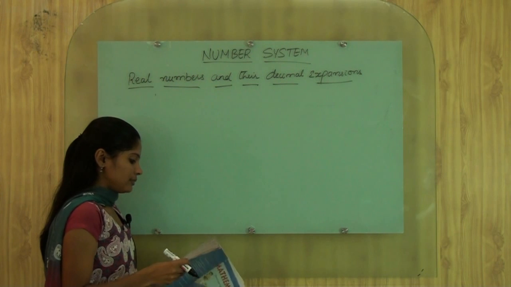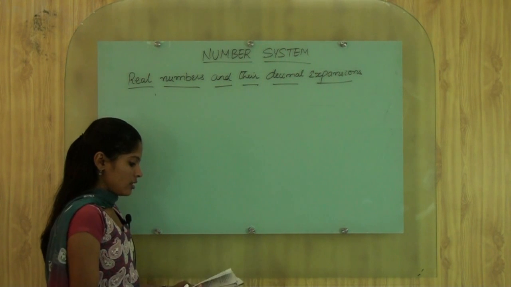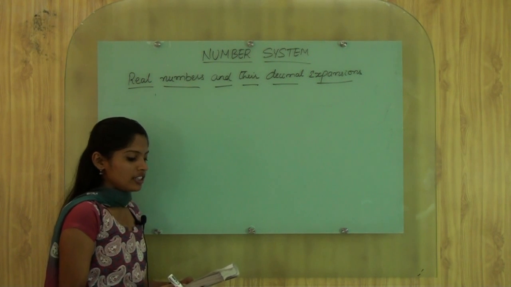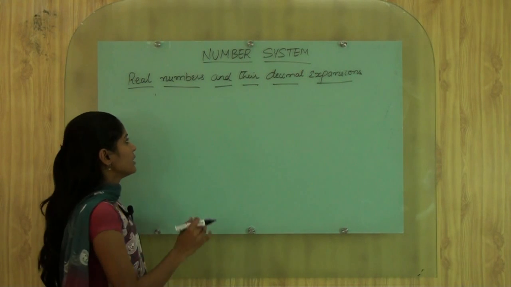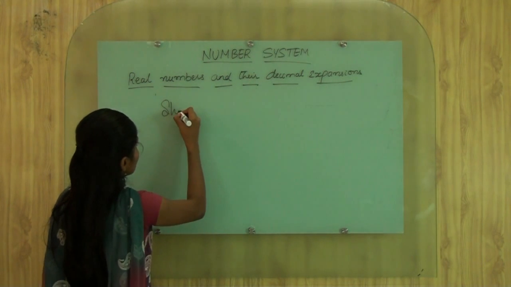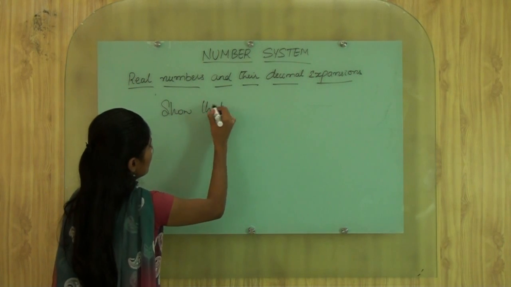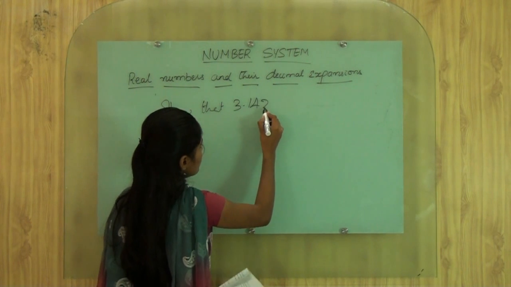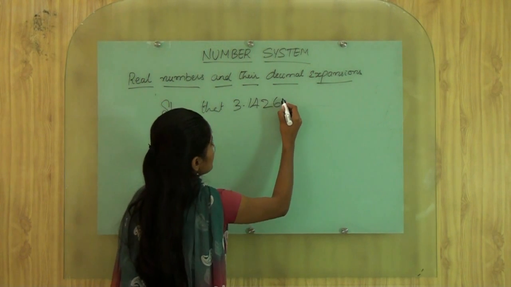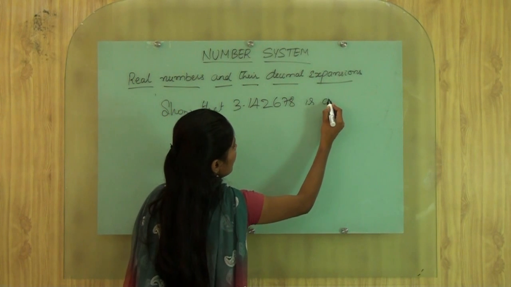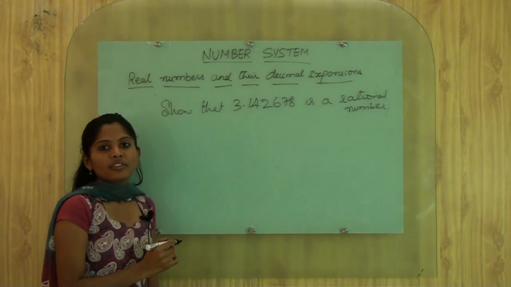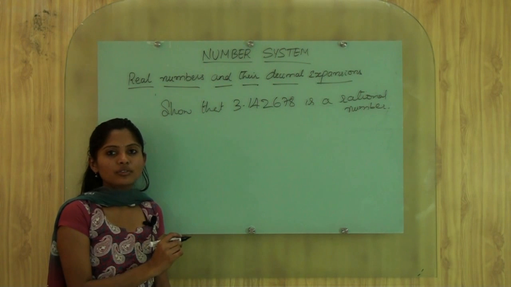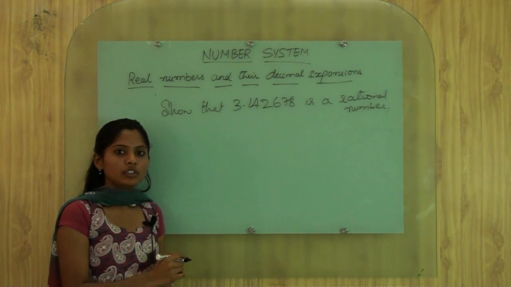Suppose they give: show that 3.142678 is a rational number. How do you solve it? Which number do you call a rational number? The number which can be written in the form of P by Q.